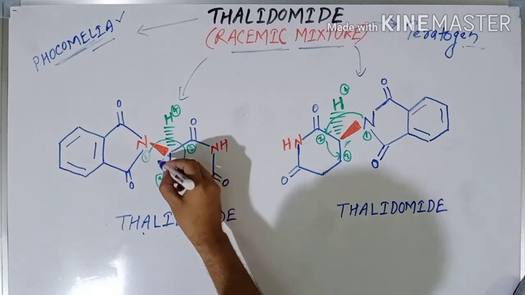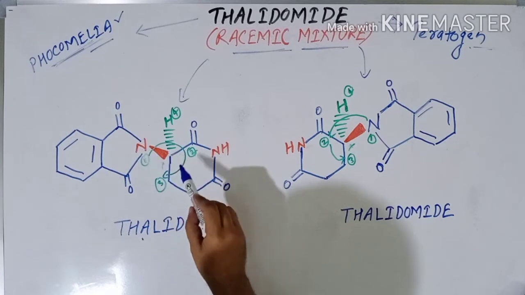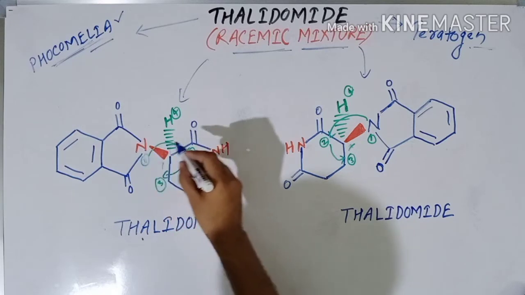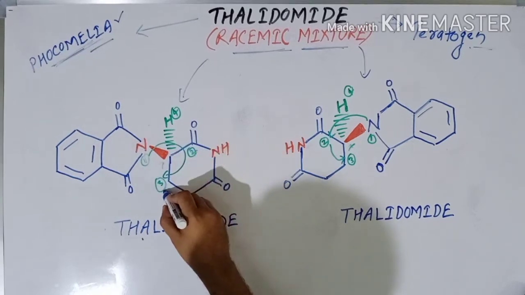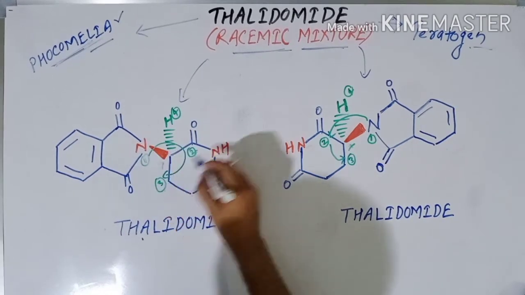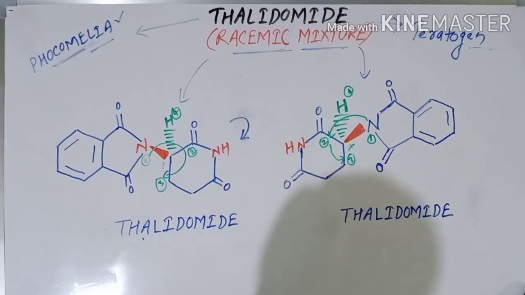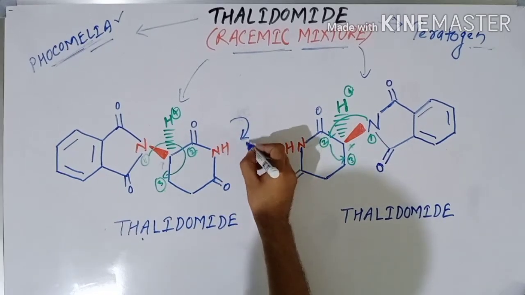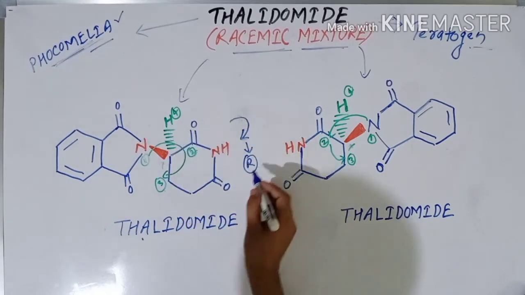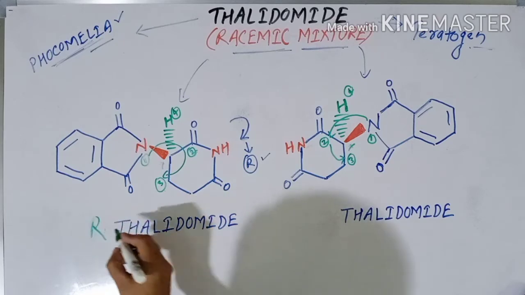Here this is the chiral carbon. This chiral carbon is attached to nitrogen, carbon, and the fourth one is hydrogen. The first priority goes to nitrogen, second goes to this carbon, third goes to this, and fourth goes to hydrogen. So the arrow moves in this fashion. This is the clockwise direction, so the configuration may be R, and hydrogen is placed below the plane, so the configuration is retained. So this is R thalidomide.